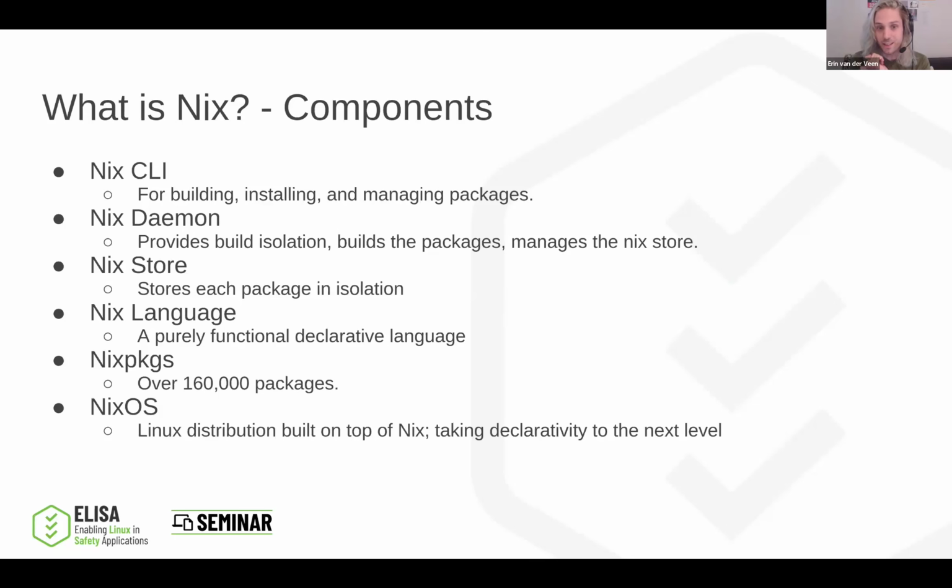First, there's the Nix CLI. This is the tool that you'll use when you're in your terminal and you want to build software, or you want to enter a dev shell, or you want to build an operating system, or anything of the sort. This is what you'll type into. It's sometimes called Nix CPP because it's written in C++.